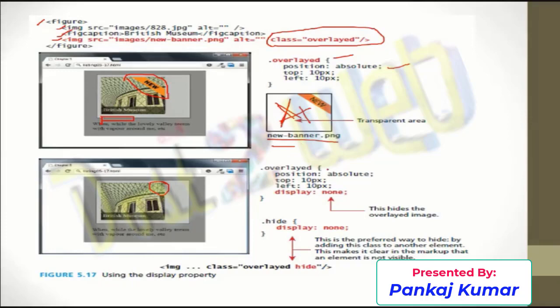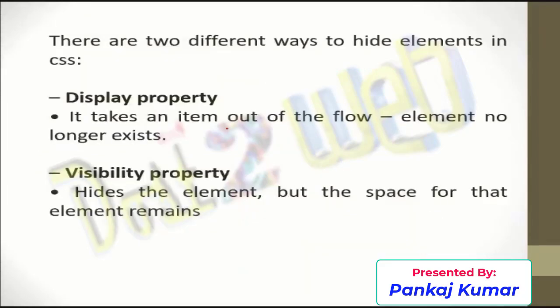If you use display none, that means it will hide the overlay image. This one will get hidden. So hide with display none. You can use this in the CSS also, the overlay hide, as we have used here. So this is the use of the display property.